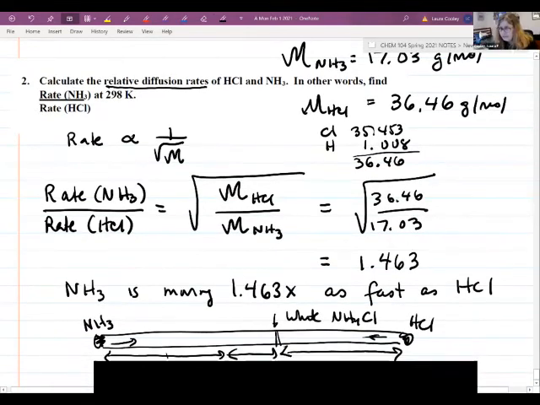Lisa, I also had a question. How do you know which one goes on top? Like, how do you know that NH3 goes on top? Like things that come out less than one, then I have to say this. So I know that the lighter one is going to move faster.